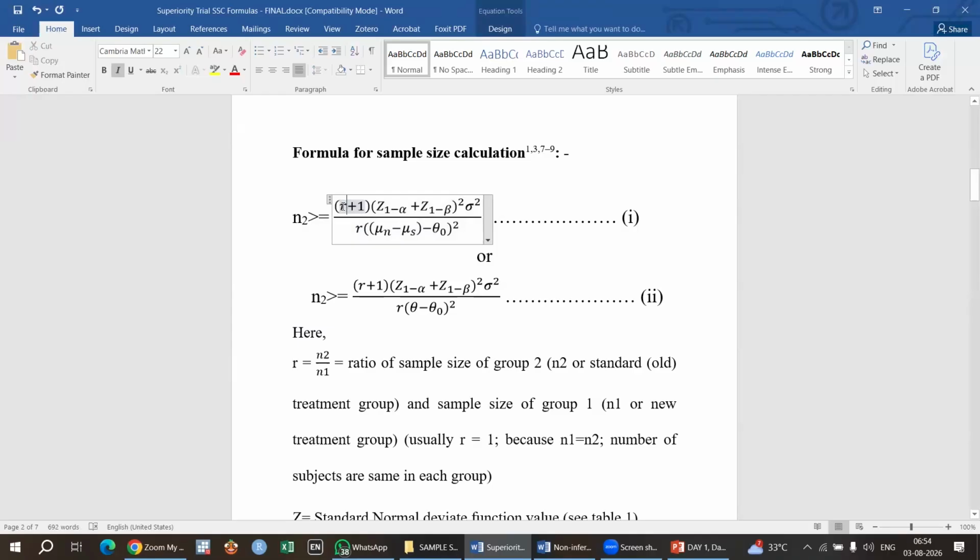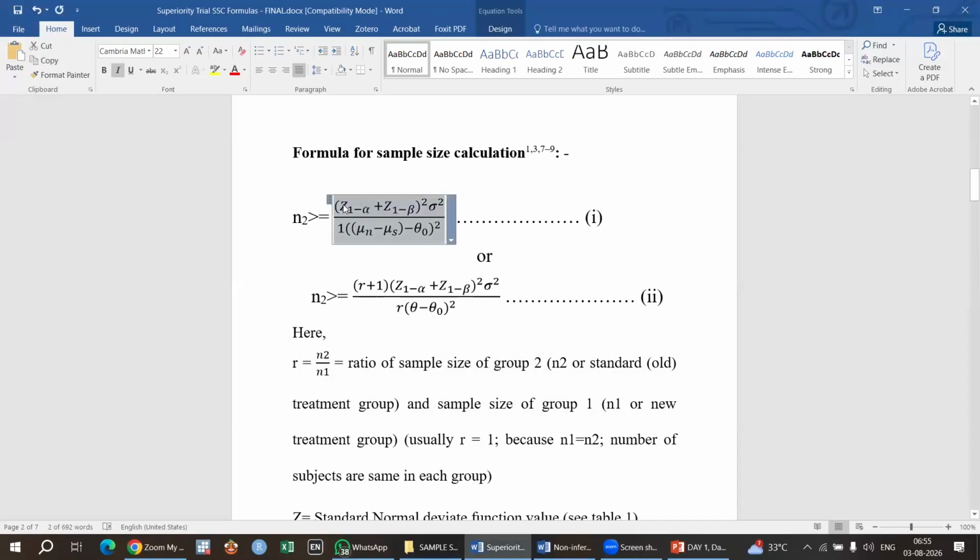R, I have already told you, and it is written here: the ratio of sample size of group 2 to group 1. And generally, both are equal. Group 1 and group 2 sample sizes are equal. So we are taking R equal to 1. If R is equal to 1 here and 1 here, then 1 and 1 we can write down as 2. So I'm writing here 2.